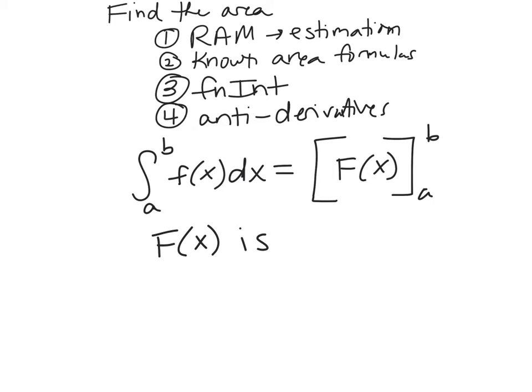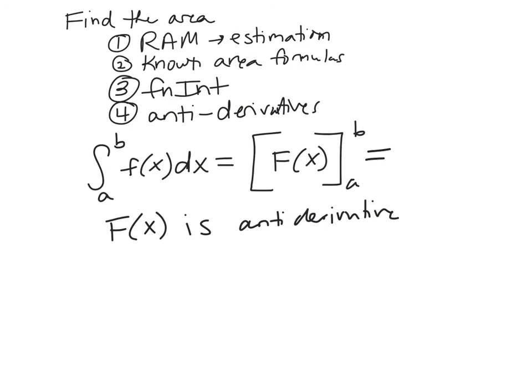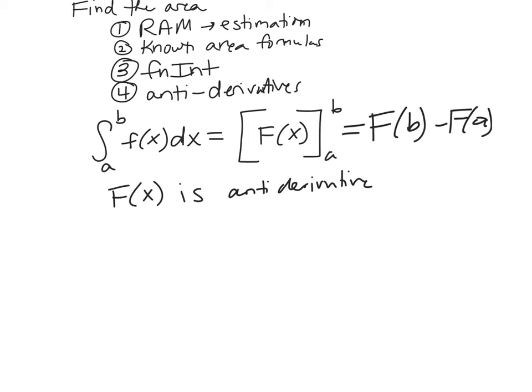Oh, yeah? Capital F of x is the antiderivative. We'll talk about what that is again. And then this would then be equal to F of b minus F of a. Okay? So there it is. All right, so let's talk about this. Why are they capital? They just labeled this as the antiderivative of lowercase f.